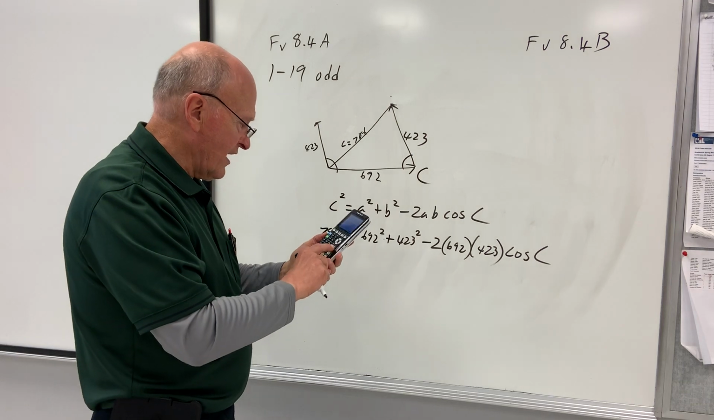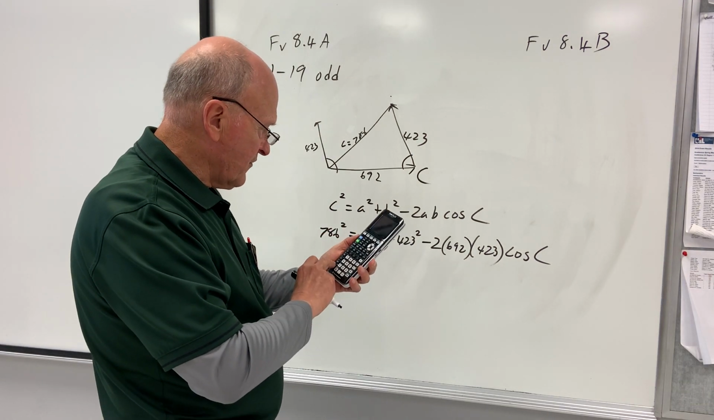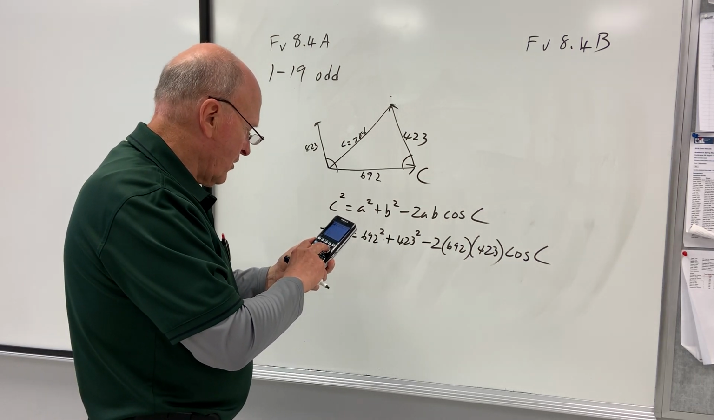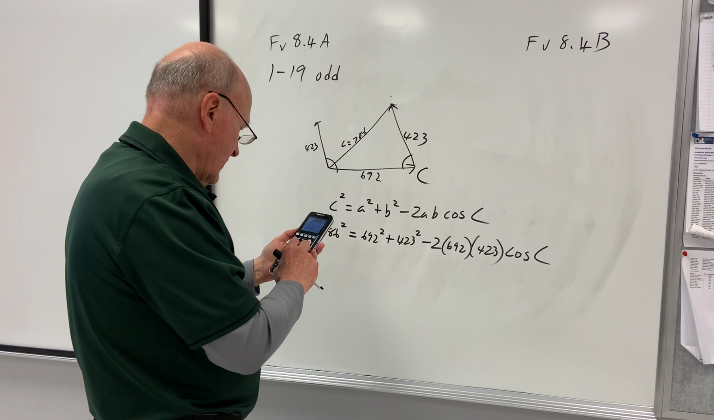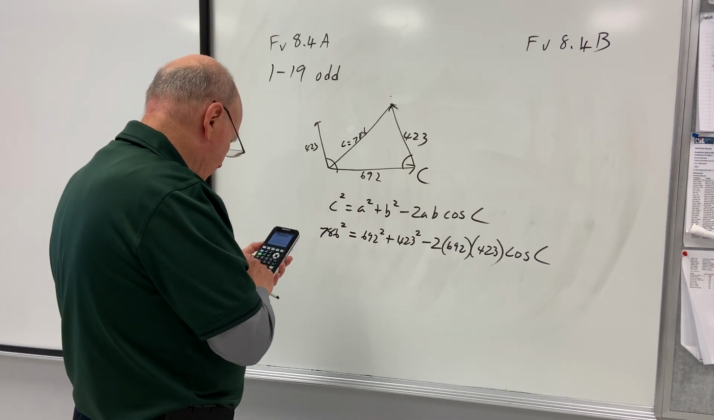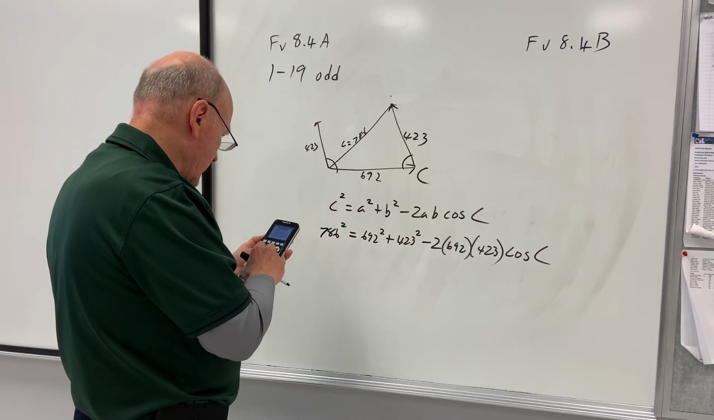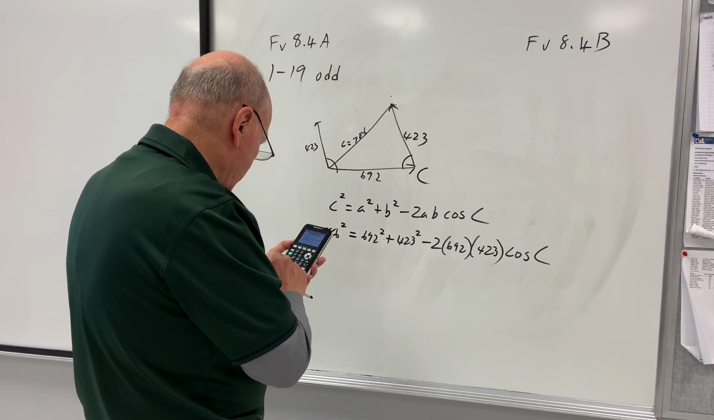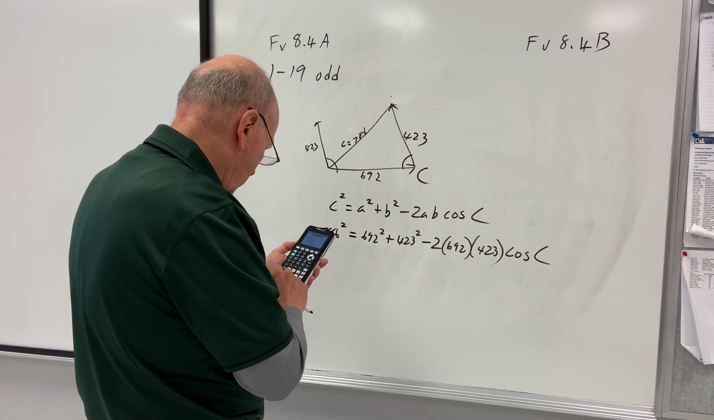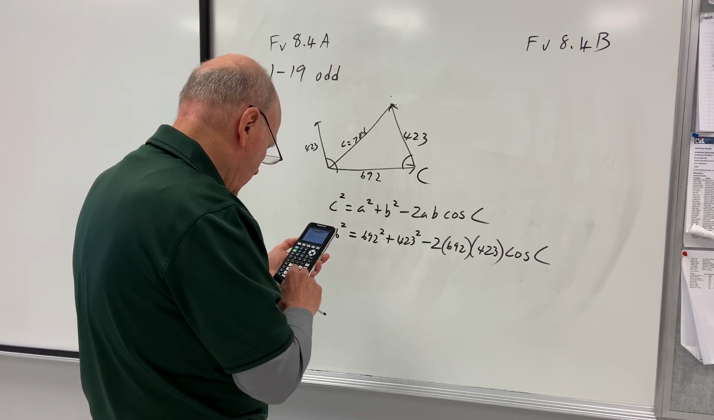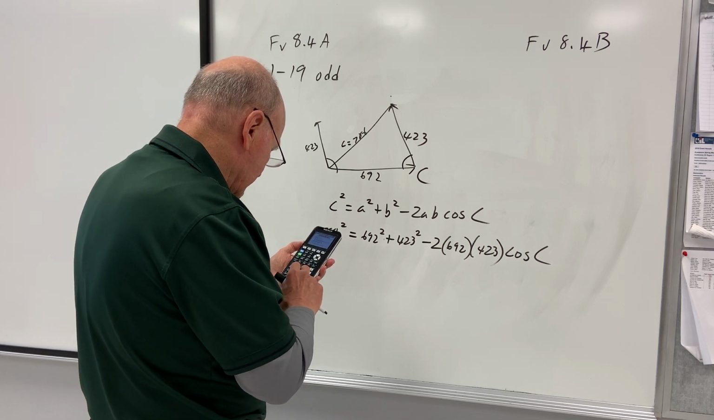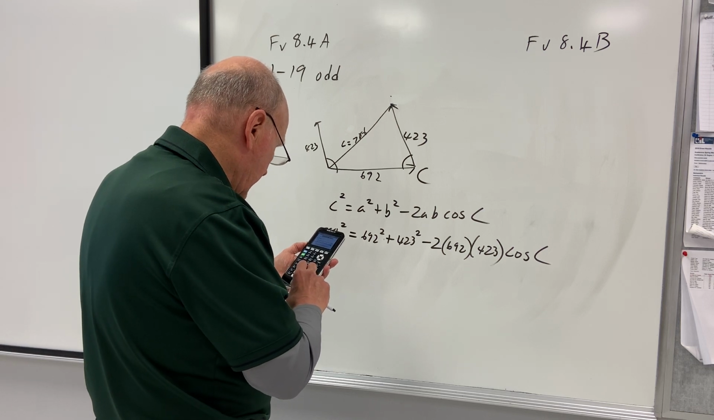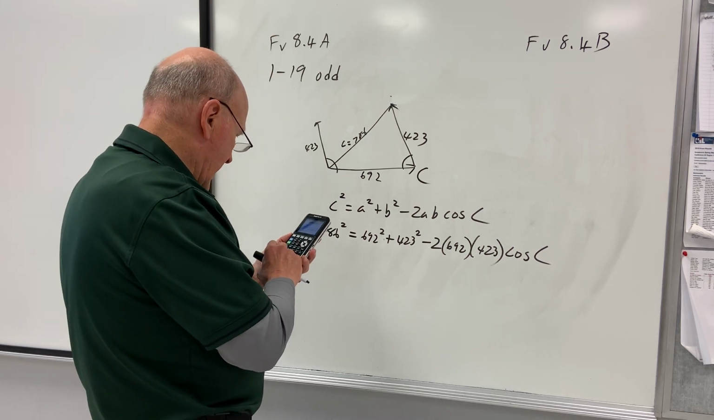I figure that probably both of you have already done this. You like to go to Math Solver. I know, Ty, that's really one of your favorite things to do. So we're going to go to Math, and we're going to go up to Solver. We're going to hit Numeric Solver, and we're going to plug in 786 squared. And then we're going to come down here and we're going to plug in 692 squared plus 423 squared minus 2 times 692 times 423 times cosine.